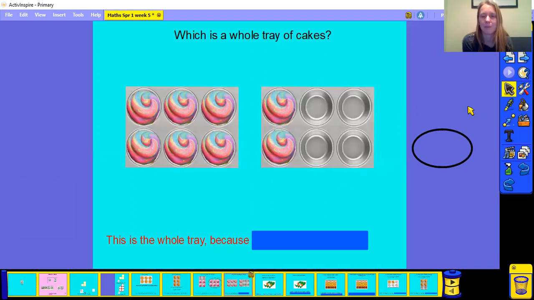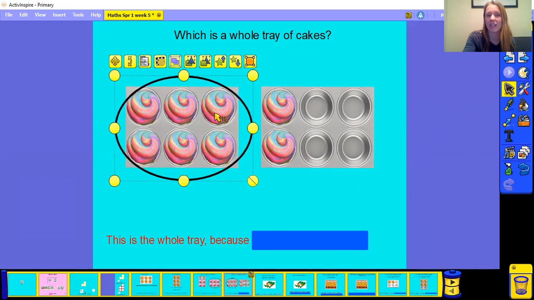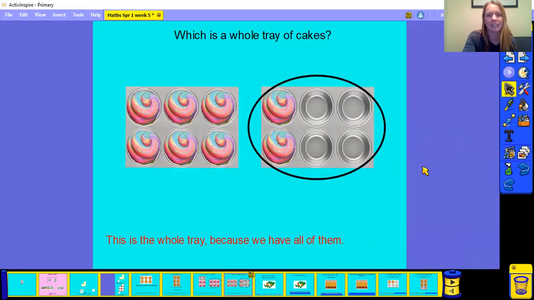What about this time? Pause the video while you decide which is the whole tray of cakes. Use the red sentence to help you to explain how you know. So which one did you think? Did you decide that this one was the whole tray of cakes? Well done if you did. We can see that all the gaps are full. This is the whole tray because we have all of them. It's the whole tray of cakes because we have all of the cakes. Let's have a look at this one. That cannot be the whole tray of cakes because we do not have all of them. Some of the cakes are missing.